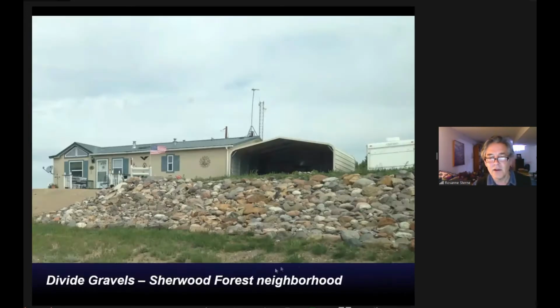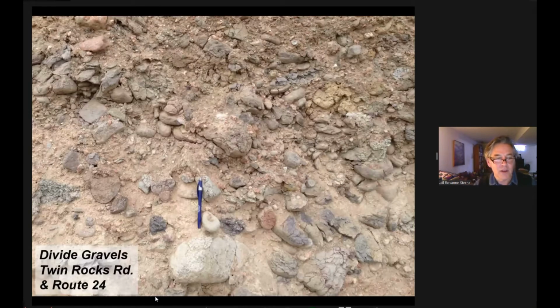Bob and I went out and took a look at the Sherwood Forest neighborhood, which is just west of Divide. And the landowner there up on the top of the hill has nicely collected a bunch of local cobbles that are parts of the Divide gravels. So we didn't want to steal his landscaping, but he assured us they were all gathered locally from around his house. You can also go to the Divide gravel outcrop at Twin Rocks Road and Route 24, also west of Divide.